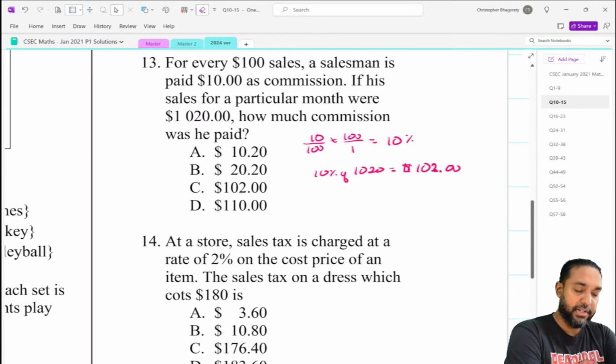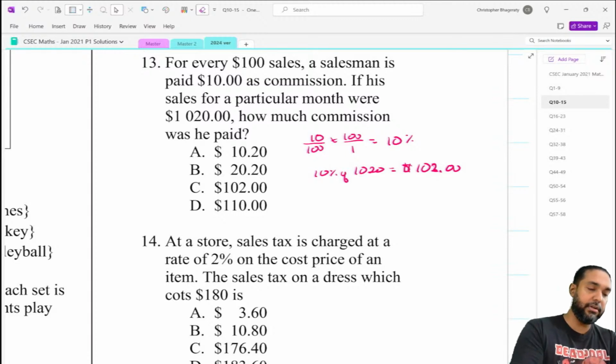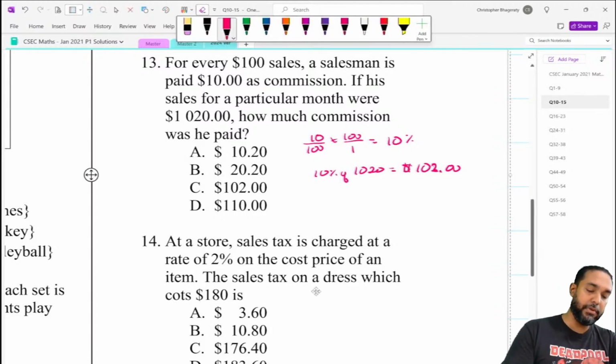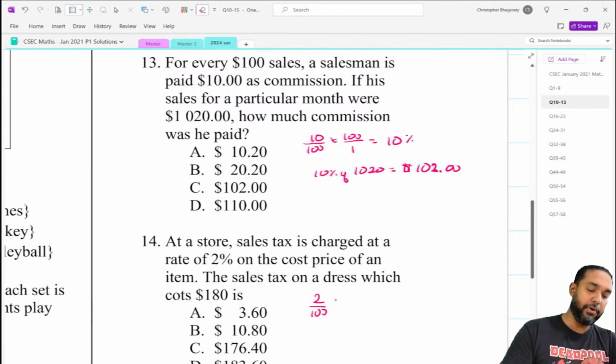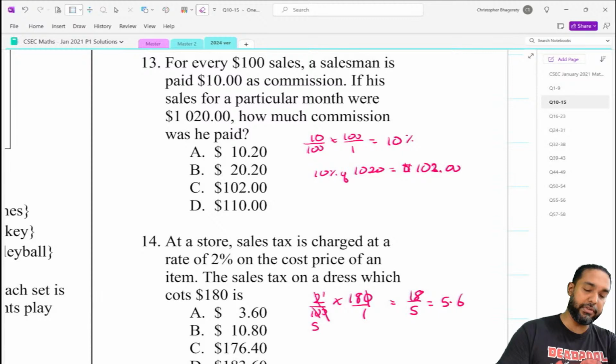At a store, sales tax is charged at a rate of 2% on the cost price of an item. The sales tax on a dress, which costs 180, is, all right, so that's just 2% of 180, right? So that's 2 over 100 multiplied by 180. So you can knock off a 0, knock off a 0. You can say, okay, 2 into 10 goes 5 times. And now you have 18 divided by 5, which is 3 3/5, so 3.6, sorry, my bad. So 360.